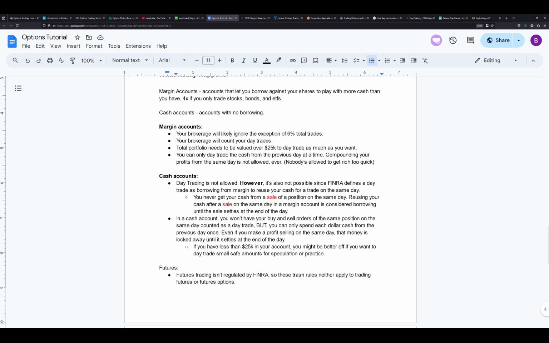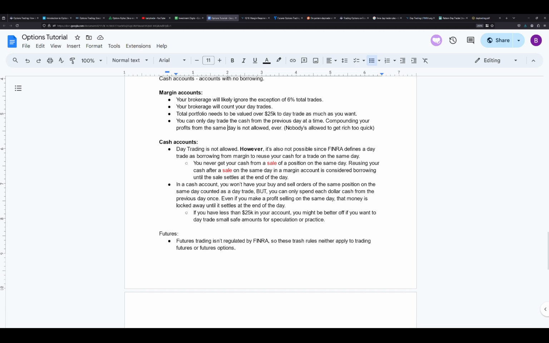It's really stupid. Somebody just destroy FINRA, because they should not be allowed to exist with this kind of incompetence. Anyway, so yeah, it's like nobody's allowed to get too rich too quick by compounding everything in one day.